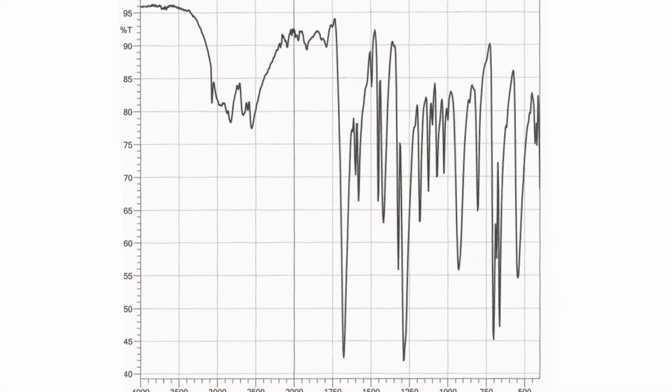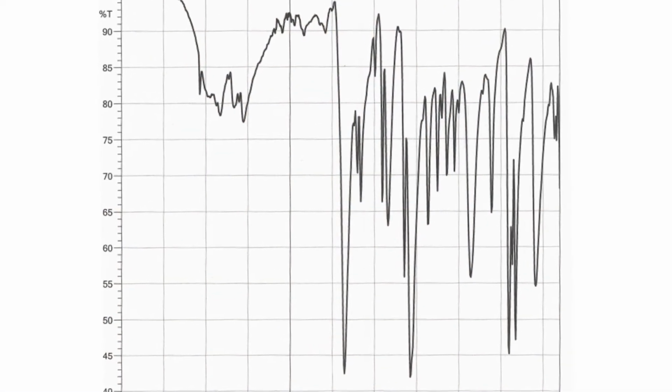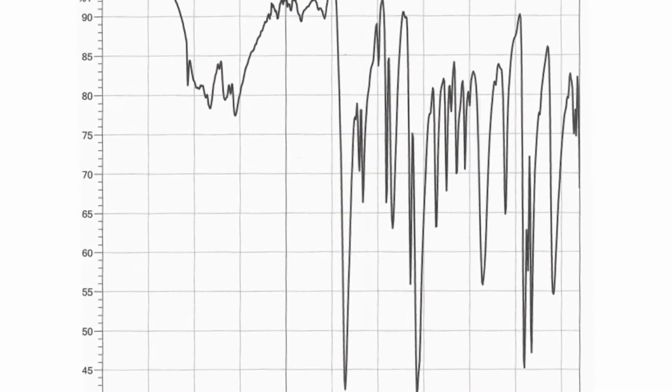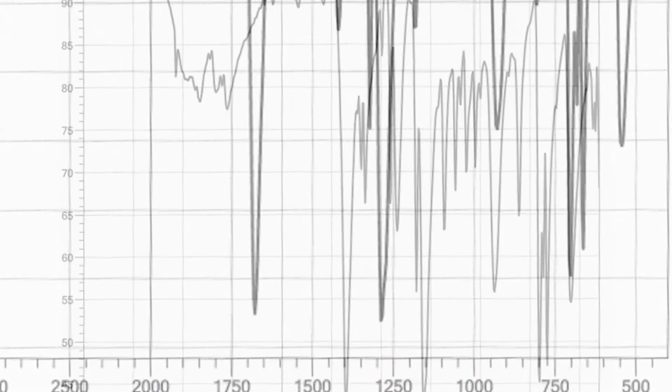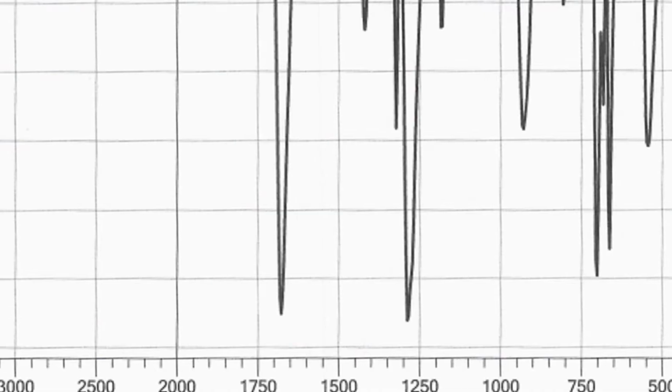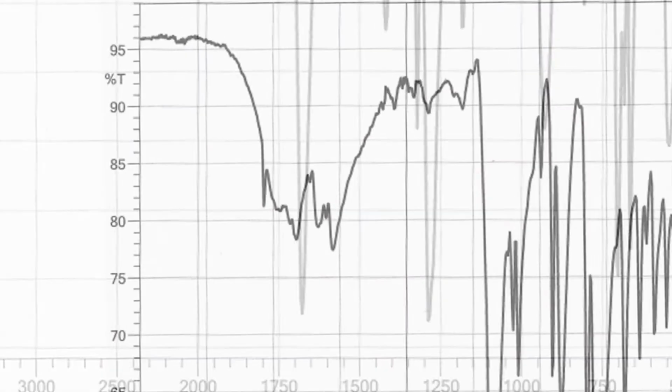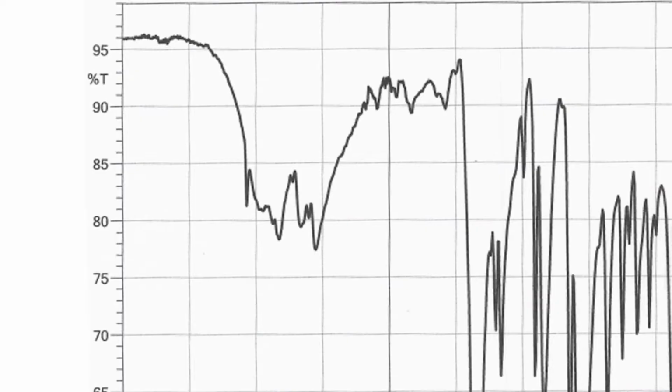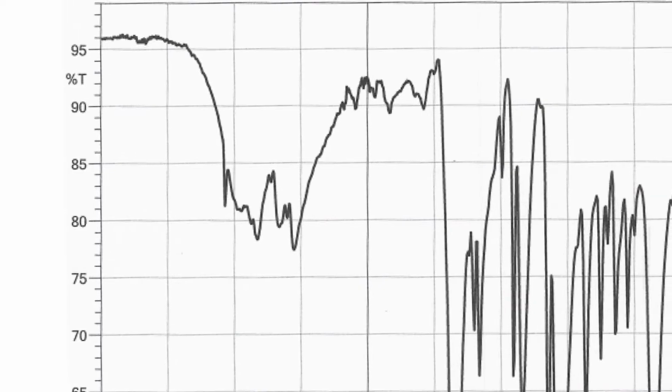For organic chemistry students, a sample can be characterized by obtaining an infrared or IR spectrum. We can check for expected peaks of benzoic acid in the functional group region. Any unexpected peaks signal the presence of impurities.